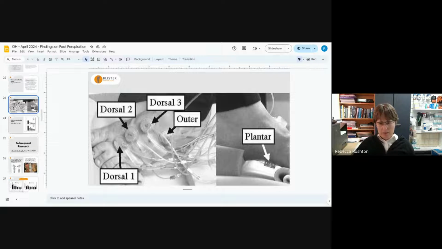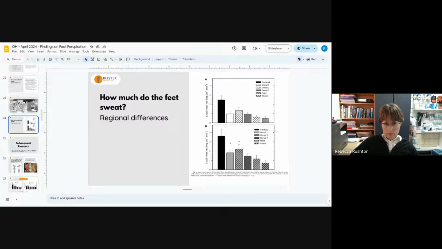Now, the heating mechanism here was cycling. So what they did was that both feet were nude, so they were uncovered. One foot was doing the cycling, and the other one had all these capsules on it for measurement. So the regional differences. The top graph is the average across the whole trial, whereas the bottom one is the last 15 minutes, I think it was. Either way, they're kind of similar.